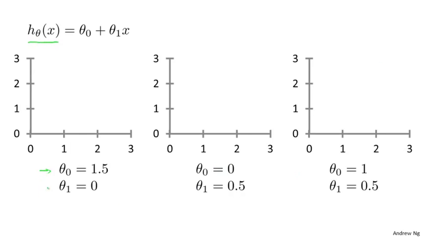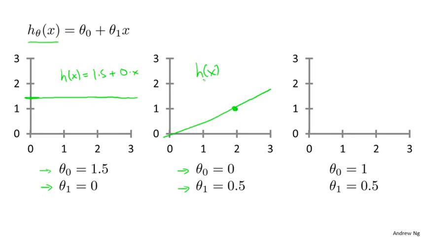If theta 0 is 1.5 and theta 1 is 0, then the hypothesis function will look like this. Because your hypothesis function will be h of x equals 1.5 plus 0 times x, which is this constant valued function that's just flat at 1.5. If theta 0 equals 0 and theta 1 equals 0.5, then the hypothesis will look like this, and it should pass through this point (2, 1), since you now have h of x, or really h subscript theta of x, but sometimes I'll just omit theta for brevity. So h of x will be equal to just 0.5 times x, which looks like that.